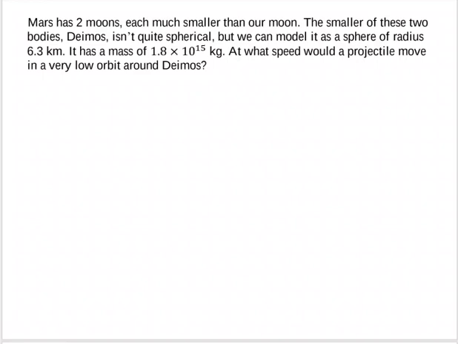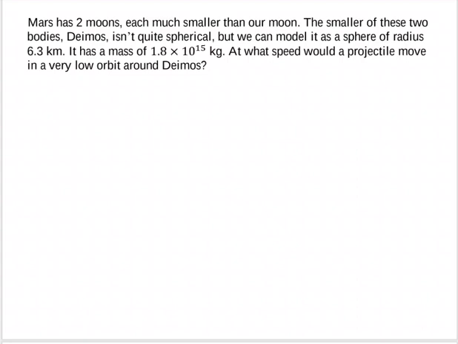Mars has two moons. Their names are Phobos and Deimos, in case you didn't know that. They're actually really small moons. If you looked at them, they're not even really shaped like a moon. They look more like asteroids, really. The smaller one, even smaller than the other one, is called Deimos. I wrote that it isn't quite spherical, but like I said, it looks more like a lump. Really, that's what it looks like.